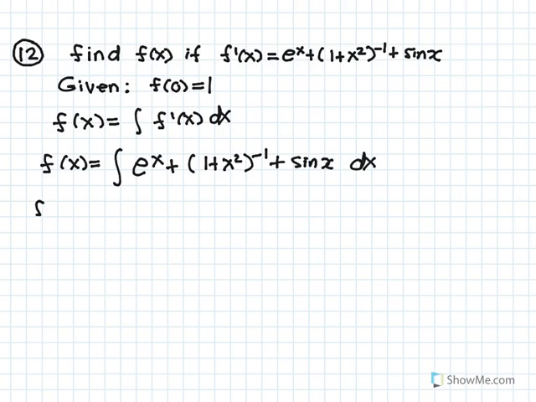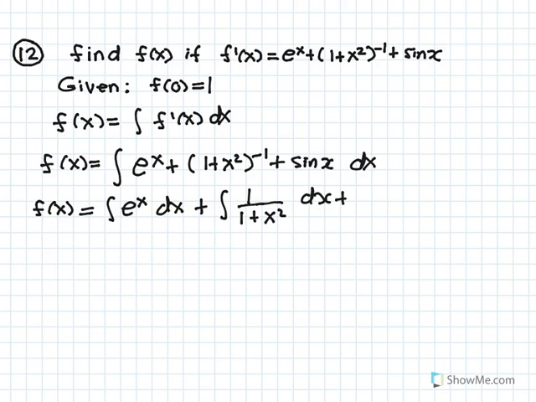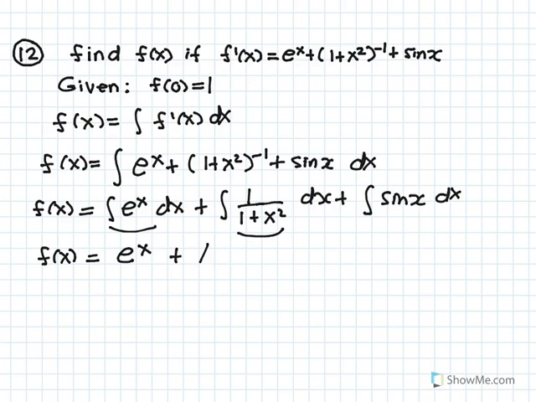Let's split up the integrals. F of x is equal to integral e to the x dx plus integral 1 over 1 plus x squared dx plus integral sine x dx. Integral of e to the x is just itself. Integral of 1 over 1 plus x squared is arctan x, tan minus 1 x. Integral of sine x is minus cos x plus c.